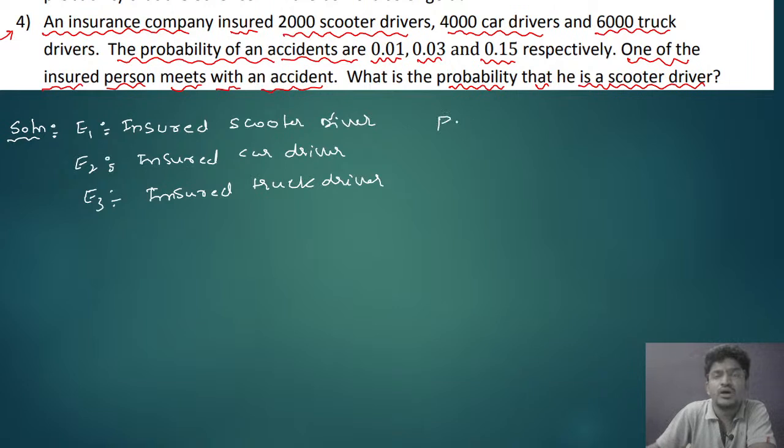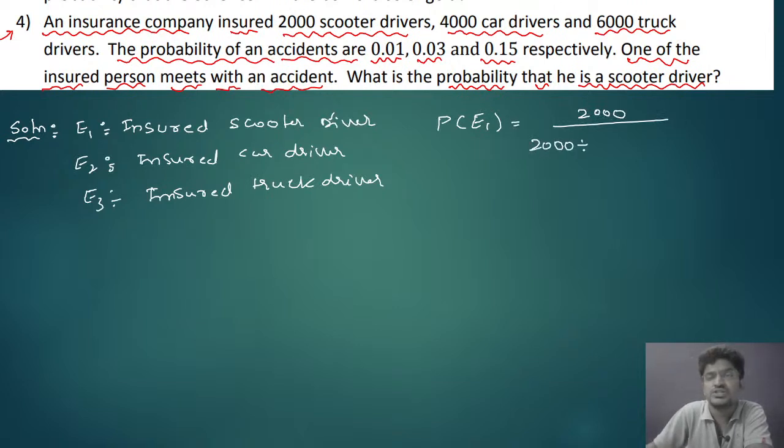So now, probability of E1, that is insured scooter driver, is 2000 divided by total insured, which is 2000 plus 4000 plus 6000. You can see this is 12,000. So that is 1 by 6.